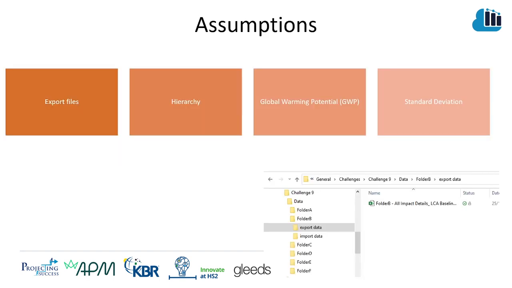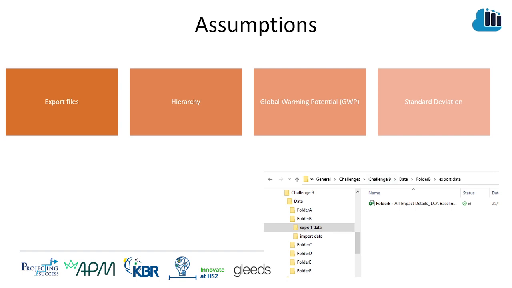With the data that we'd received, we had to create a number of assumptions. We have import files and export files. The export data was the information that we were really interested in to combine into one unified data set. There was a hierarchy to follow, where folders A through B were different projects, and within those were these export files which have our assets and the components that build up those assets.